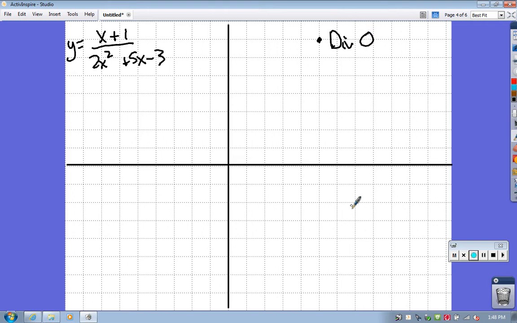Divide by 0. So I know that I'm not allowed to divide by 0. So the thing that I need to do is make sure that I'm not dividing by 0. So I'm going to take, just like I've been doing before, this denominator and set it equal to 0. 2x squared plus 5x minus 3 equals 0.